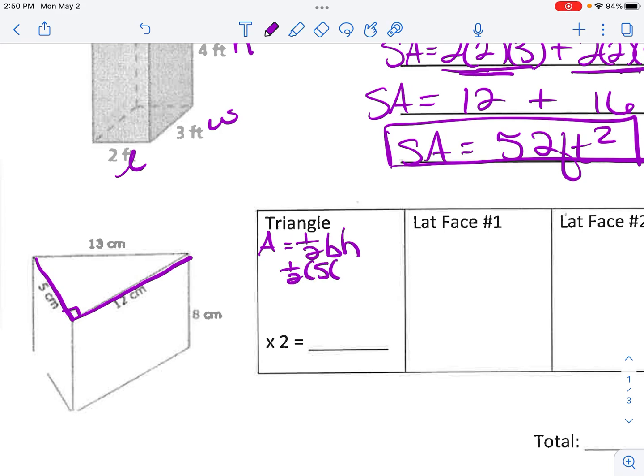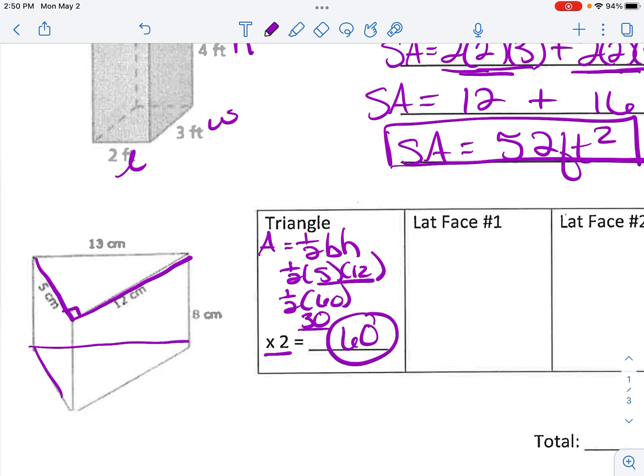So we're going to use 5 for the base and 12 for the height. 5 times 12 is 60. Half of 60 is 30. Now remember, that's one triangle. There's one at the bottom as well. So we're going to do 30 times 2, which is 60 for both the top and bottom bases that are triangles.